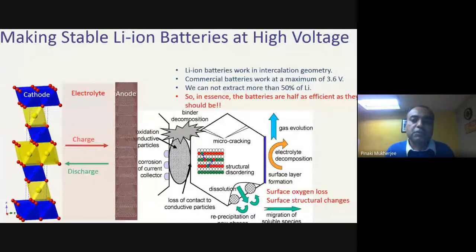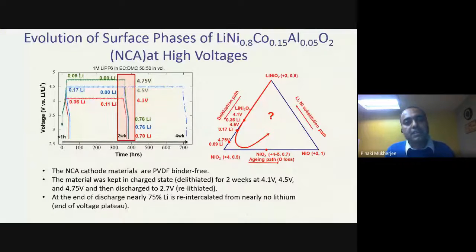So what we tried to do is deliberately keep these batteries at 4.75 volts, at which voltage we can take actually 90% of the lithium out of the battery, and we kept it in the charged condition for 2 weeks, prolonged charging, and then finally we discharged, and we saw that approximately 60 to 70% of the lithium is going back to the cathode. They are not going back to their respective original positions, but they are still going back to the cathode.